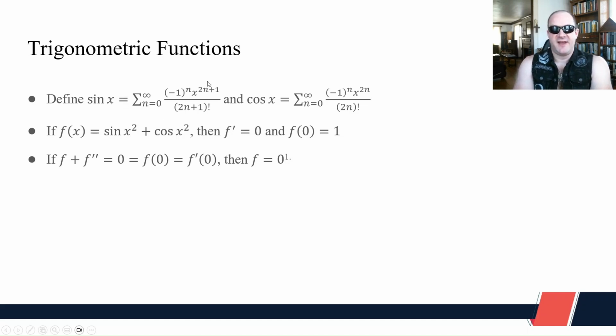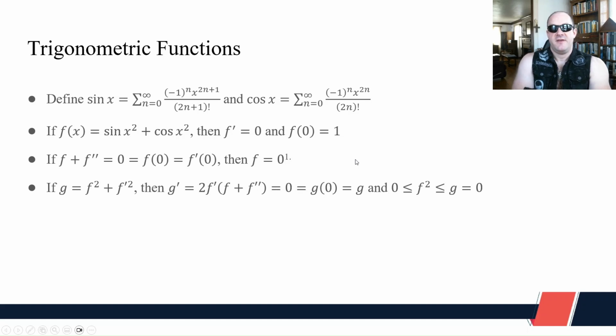So obviously sine of 0 is 0, but its derivative at 0 is 1, and then the cosine at 0 is also 1. But suppose you had a function where all of these things held. Well, then it turns out that that function is just identically 0. So how do you show that?